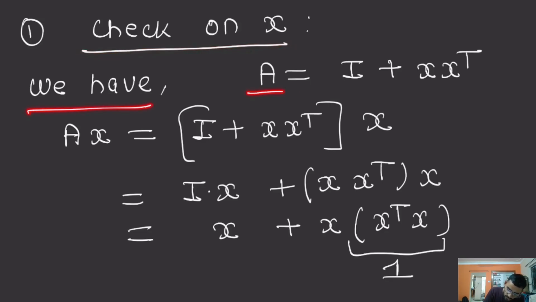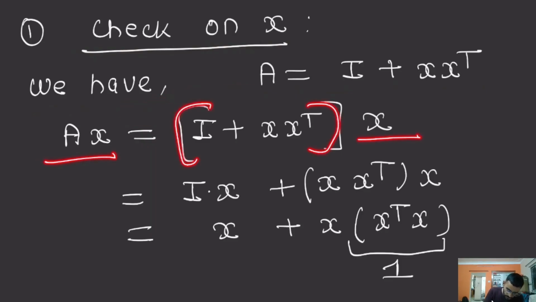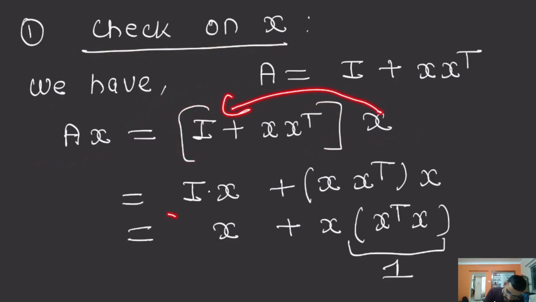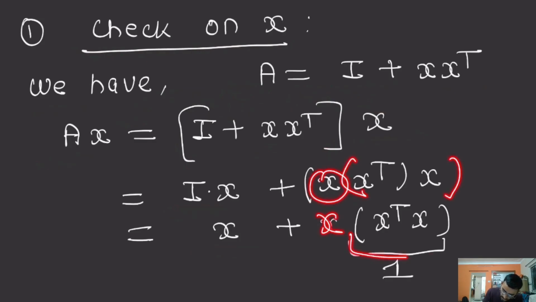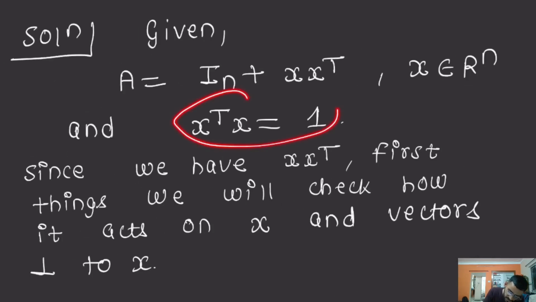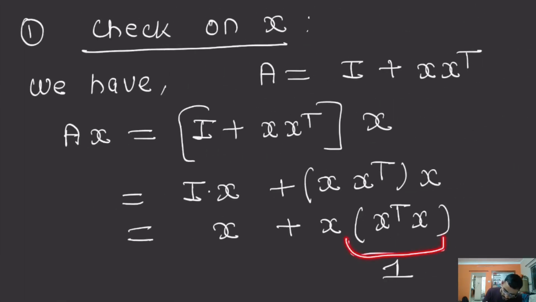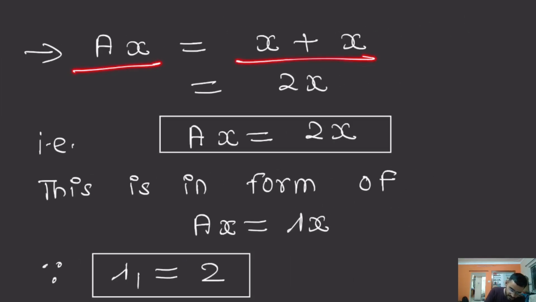First, let's check how it acts on x. We have A is equal to this, then A into x, which is equal to this term into x. If we take this inside, then I into x plus xx transpose into x. I into x is nothing but just x, plus if we take this outside, then x into x transpose x. But we know that in the question, x transpose x is equal to 1. If we put this as 1, then we get Ax is equal to x plus x, that is Ax is equal to 2x. This equation we got.